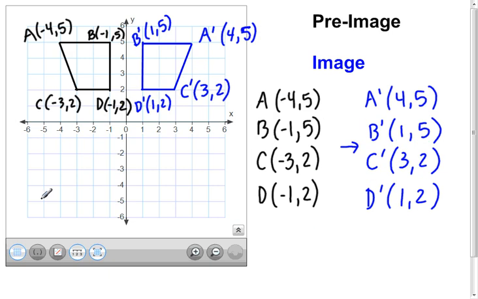Okay, let's try another one here. So here we have something a little bit different. It's not just slid over. Look at the coordinates from the pre-image to the image. Look at the x's. What changed here? So this we would call a reflection. Reflection over the y-axis again.